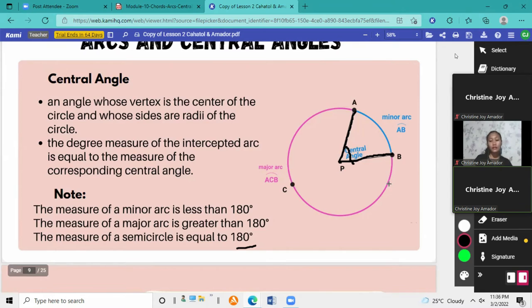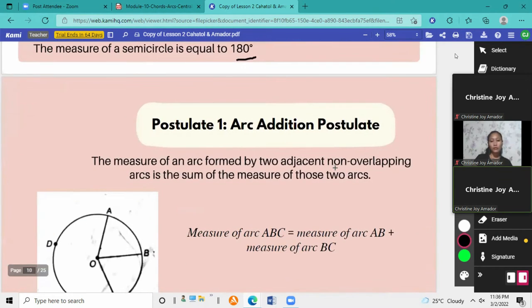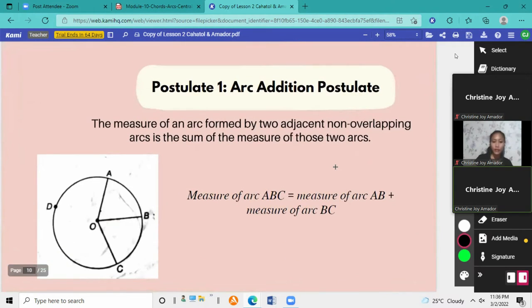Remember, a central angle is one whose vertex is the center of the circle, and its sides are the radii of the circle. Let us proceed to postulate one, or the arc addition postulate. It states that the measure of an arc formed by two adjacent non-overlapping arcs is the sum of the measures of those two arcs. And for us to easily understand this one, let's have this figure.